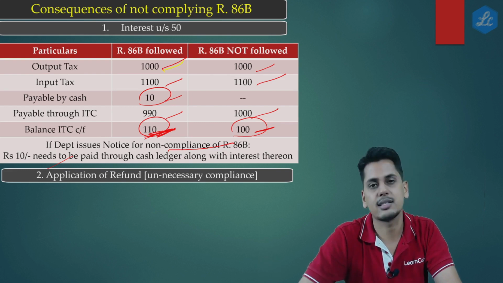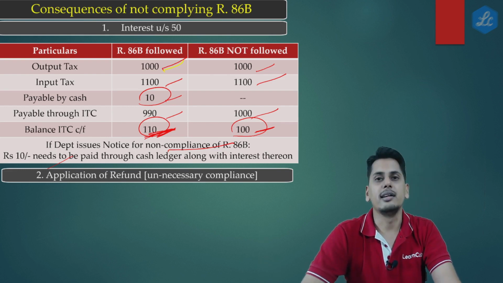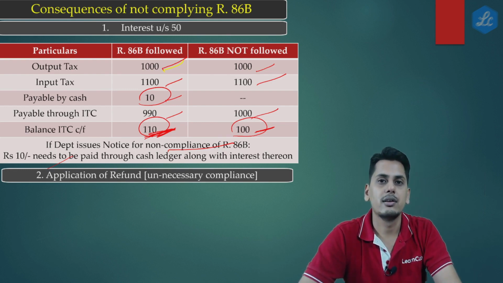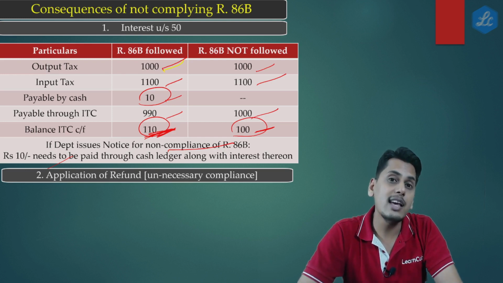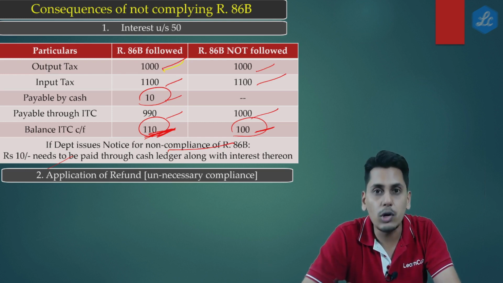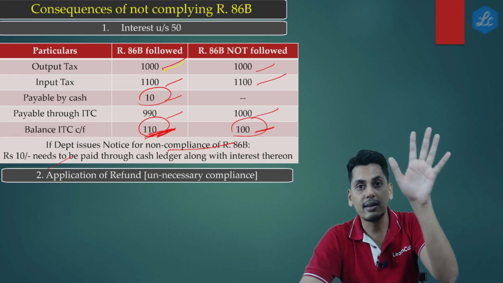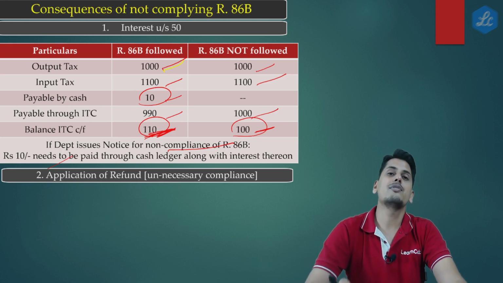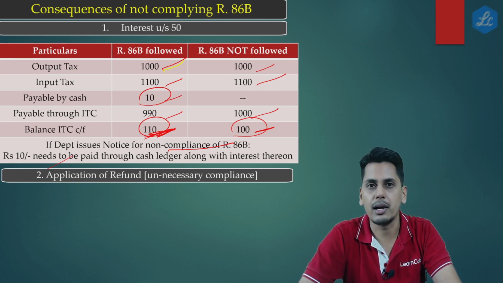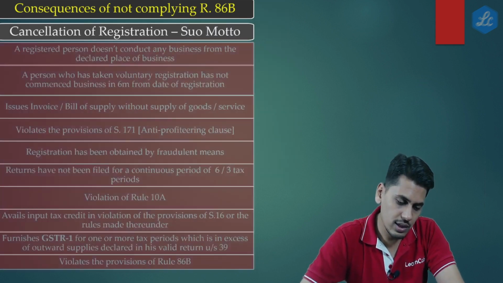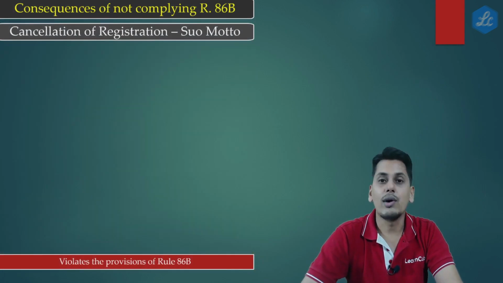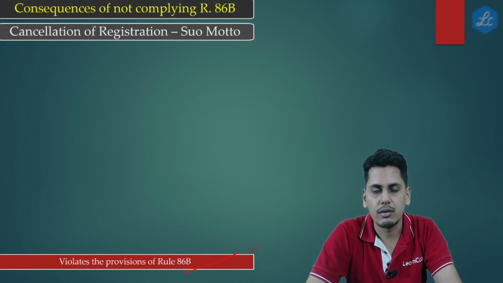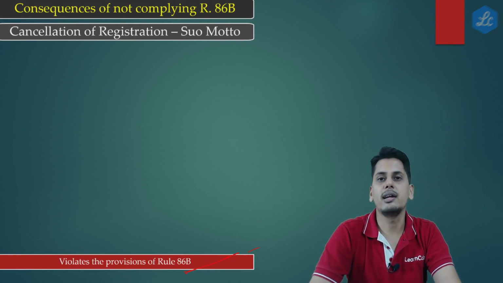The answer is yes. Friends, we have already seen this in the chapter of registration. In the chapter of registration, when we were discussing where cancellation of registration can be initiated suo motu by the proper officer, there were certain grounds. Only when these grounds got attracted, cancellation of registration can be initiated suo motu by the department. So friends, what were those grounds? In those grounds, if you could remember, one of the grounds was violation of the provisions of Rule 86B.